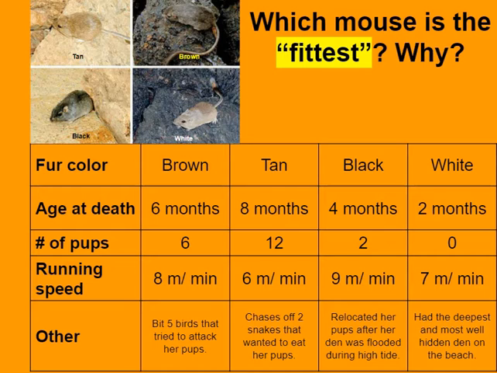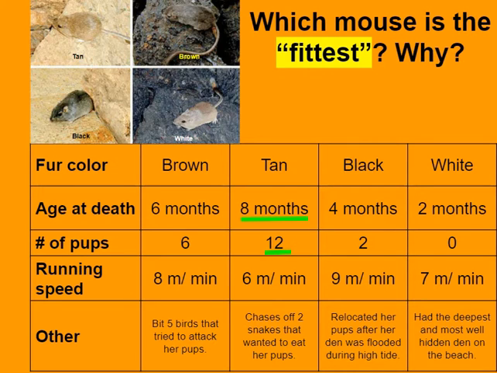And tan lived to be 8 months old. That might be the most advantageous color, although brown is probably pretty good. Black, not too bad. There's still enough of those that are able to breed so that that variation stays in the population. White might not be the best color to be. So if we're looking at success of these individuals, the tan mouse lived the longest. The tan mouse had the most babies.